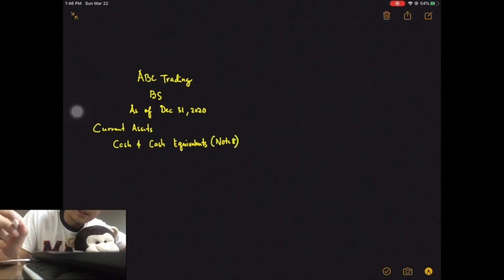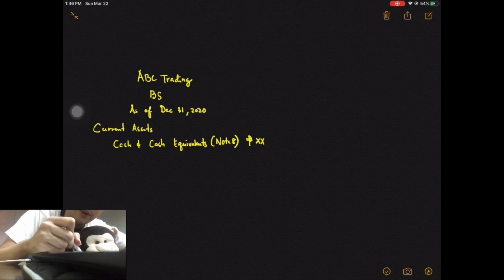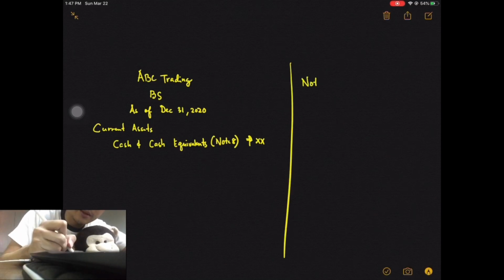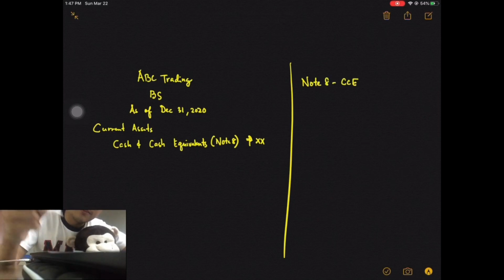Then for the balance, you write it beside. So now how do we prepare notes for cash and cash equivalents? I will just write CCE. This is continuation of the notes. You have your title for the notes. Notes to FS.